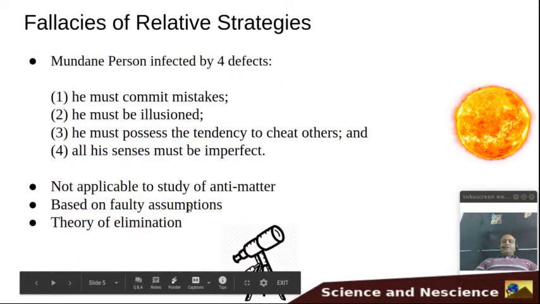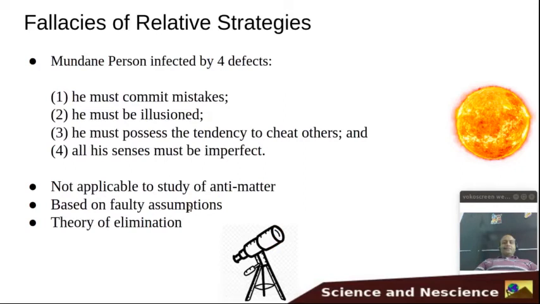Okay, so what are the fallacies of the relative strategies? We talked about three relative strategies: direct perception, logical inference, and historical reference. The problem is that we, as human beings, as mundane persons, have four defects. Number one, we must commit mistakes. Everyone commits mistakes, right? Number two, we must be illusioned. Everyone is illusioned. Then we possess the tendency to cheat others. That's the problem. Everyone wants to cheat others.